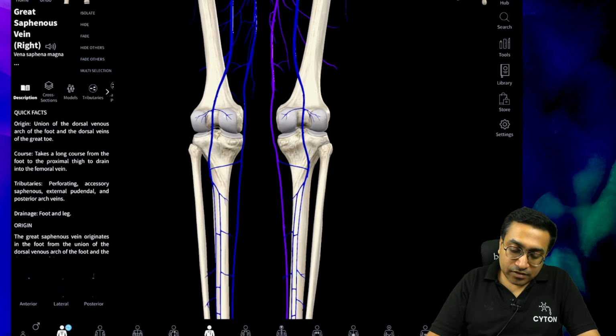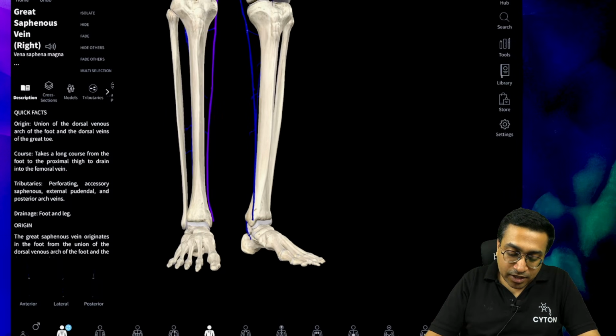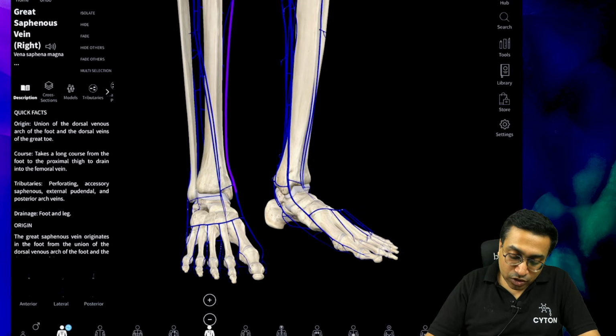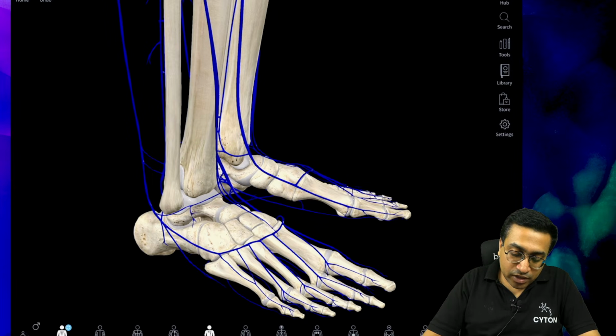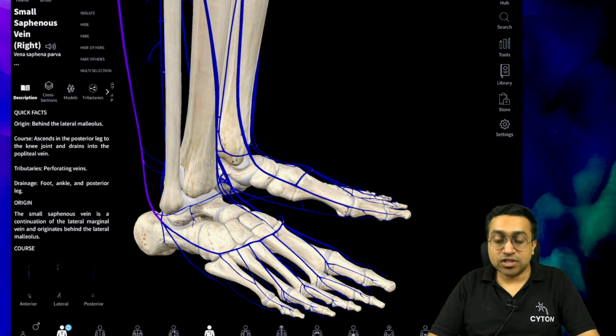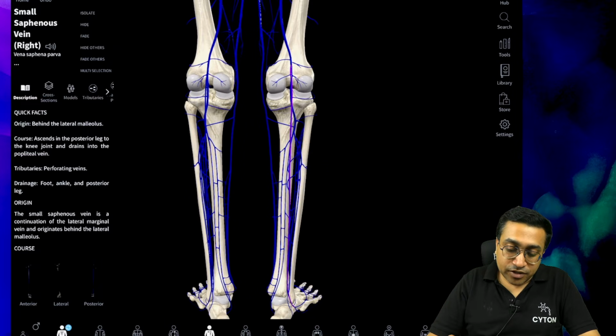So we have discussed the popliteal vein, this is the great saphenous vein, and then similarly you can see there are multiple veins in the foot region also, which I am not going into detail right now. We will discuss eventually regarding the great saphenous vein and the short saphenous vein, or the small saphenous vein. You can see there is this short saphenous vein which is running.